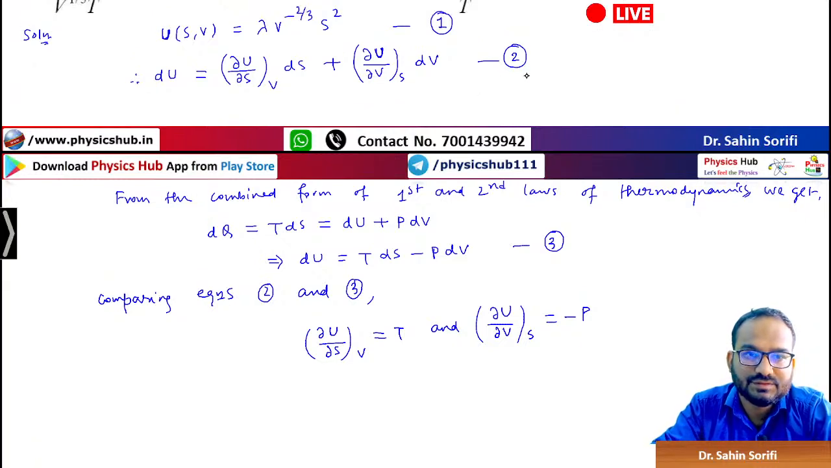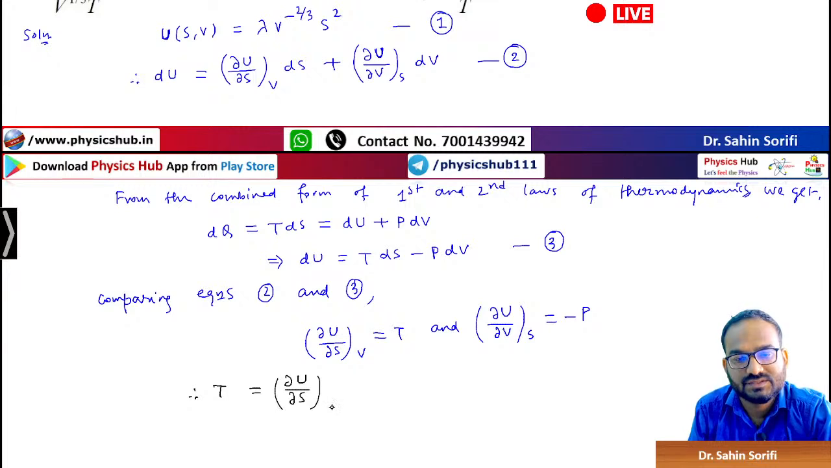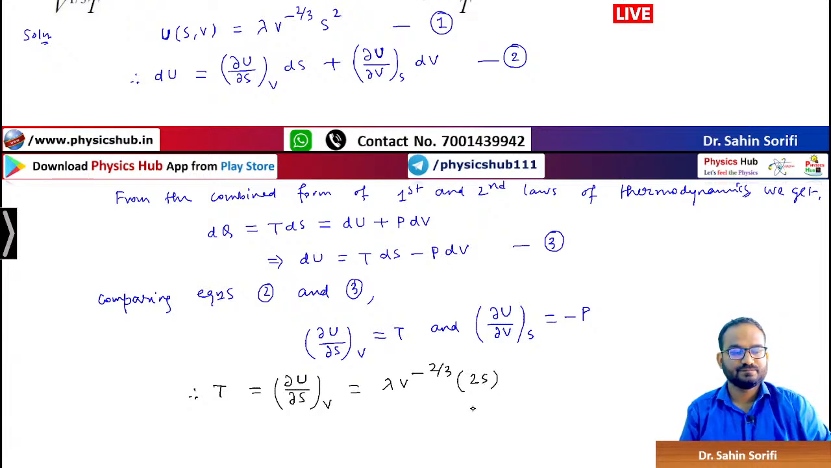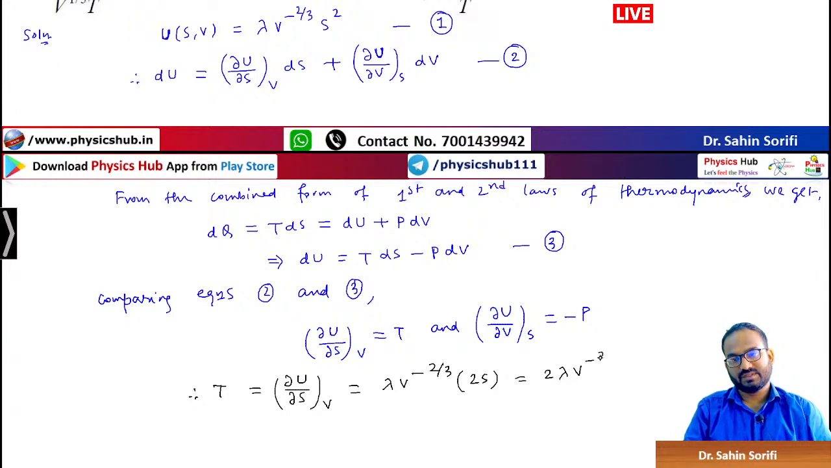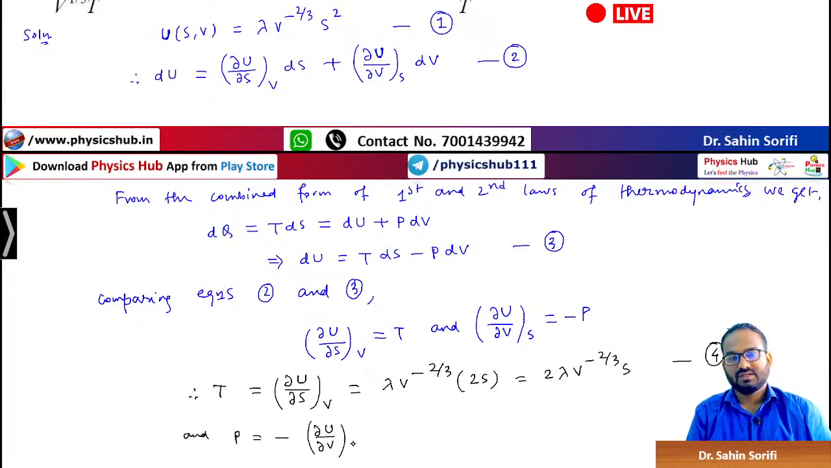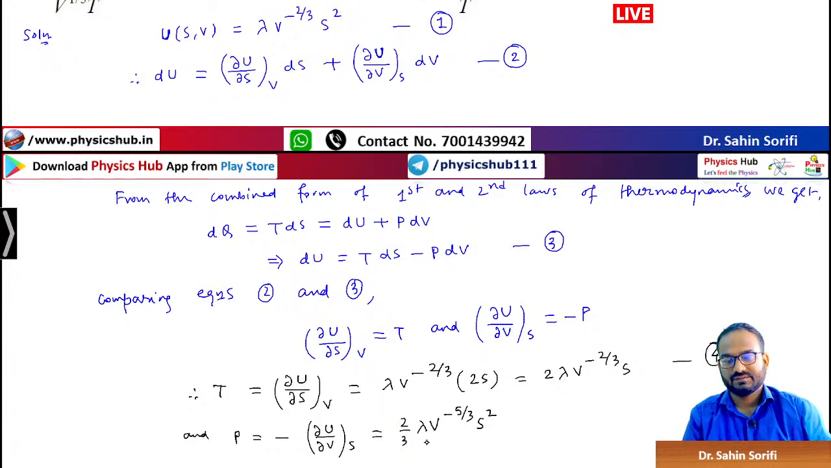We know U is equal to lambda V to the power minus 2 by 3 S square. So T is equal to del u by del s at constant v. We take the derivative with respect to S, keeping V constant: lambda V to the power minus 2 by 3, derivative of S square is 2S. So T is 2 lambda V to the power minus 2 by 3 S. Let's call it equation number 4. On the other hand, P is equal to minus del u by del v at constant s. Now take the derivative with respect to V with a minus sign: minus minus plus 2/3 lambda V to the power minus 2/3 minus 1, which is minus 5/3, S square. Let's say this is equation number 5.